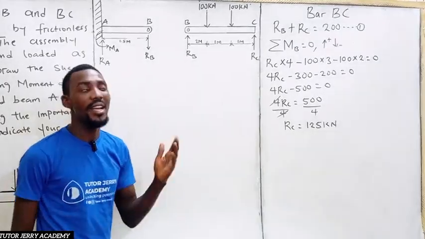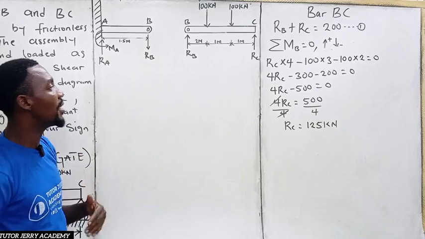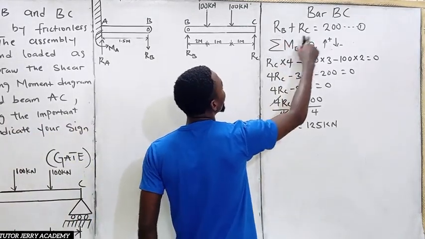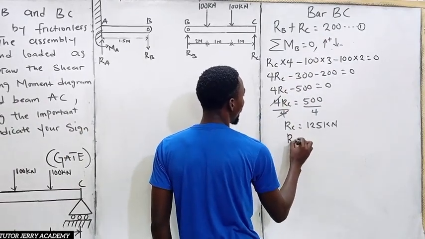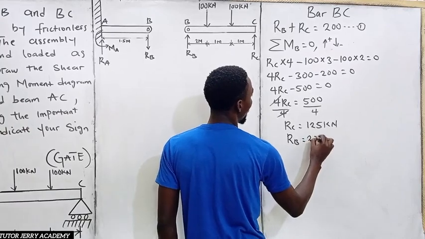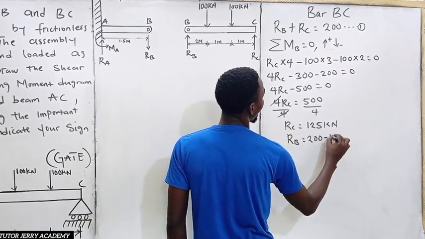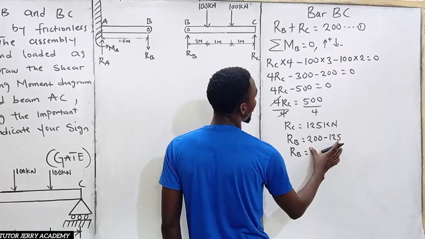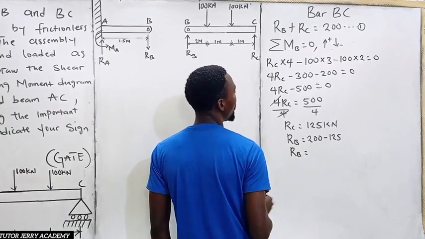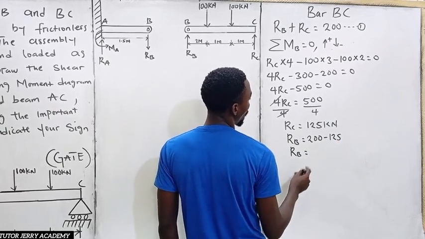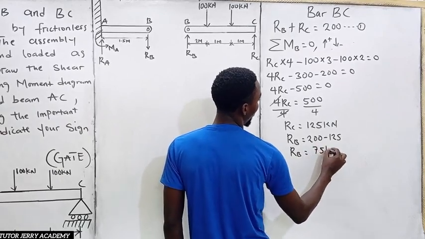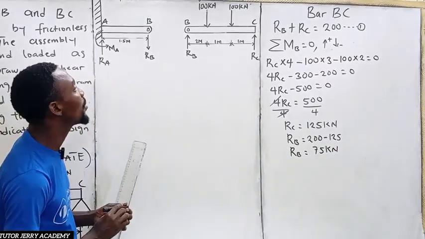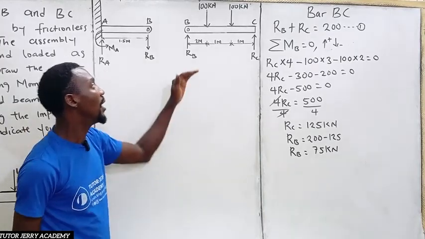All right. So now the next thing is we are going to calculate our ROB. All right. So we know that our ROB plus ROC is equal to 200. So it means that R subscript B will be equal to 200 minus 125. So ROB now will be equal to 200 minus 125, which is nothing but 75 kilonewton.